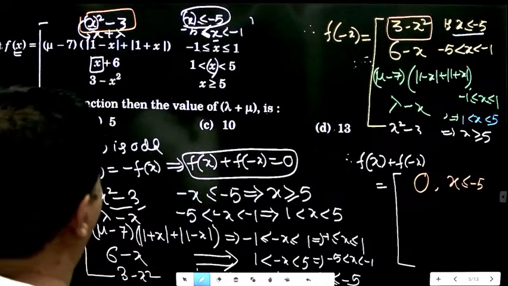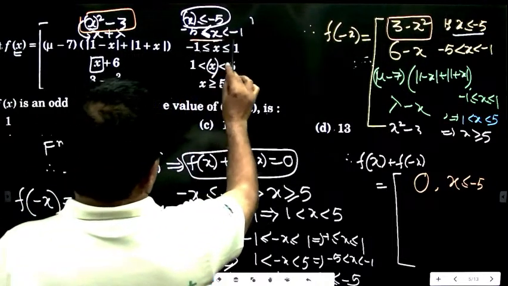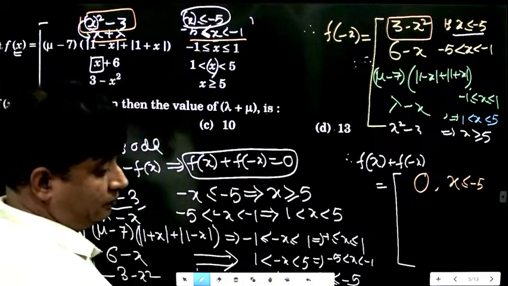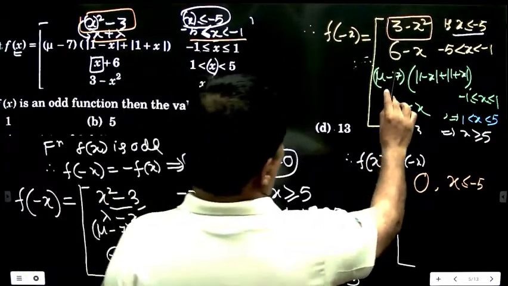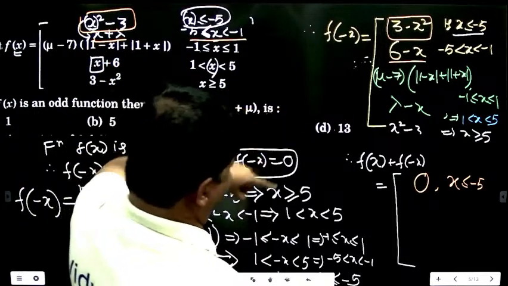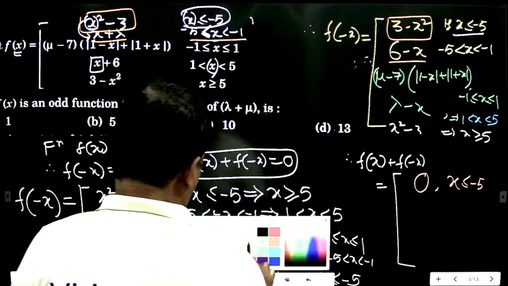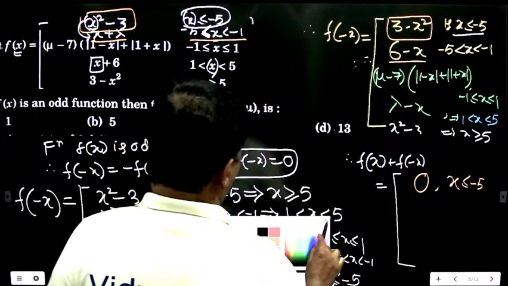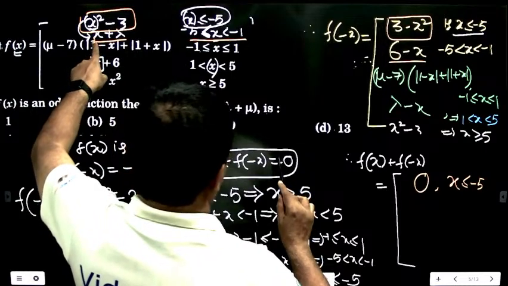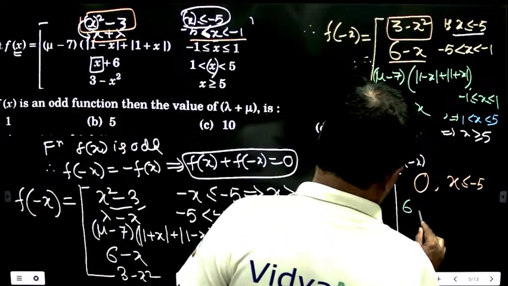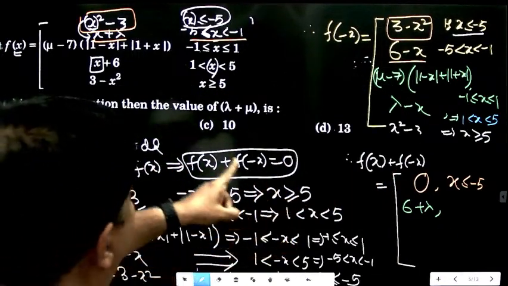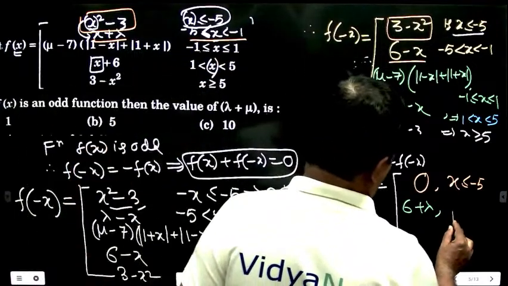ठीक है? जब -5 to 1 के बीच में है x, तब fx क्या है? x plus lambda. f minus x क्या है? 6 minus x. Add them. X and minus x cancel. It will be 6 minus x, x plus lambda. 6 plus lambda. And which interval? Between -5 to -1.